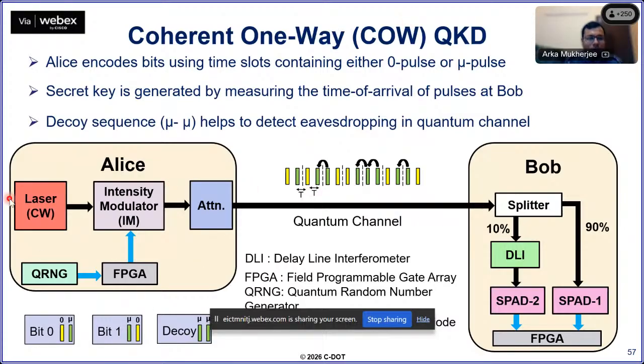All these items, laser, intensity modulator, splitter, delay line interferometer, are optical components. The FPGA is the electrical counterpart. So it interfaces with these optical components, controls them, and receives the data from the single photon detectors.